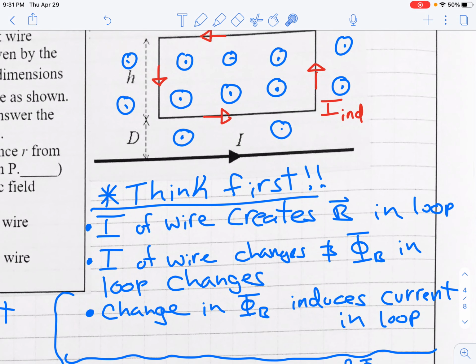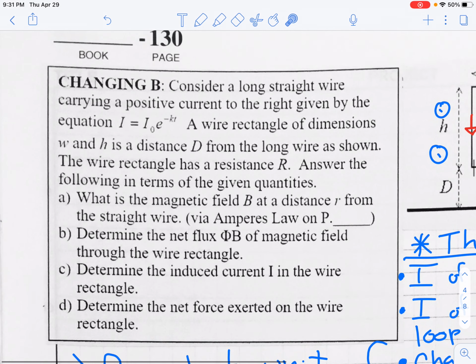Okay, so that's just a conceptual overview. Very good idea to do that in these kind of problems before you get caught up in any of the details. Just understand what's going on. Now, what do we have to do? We have to determine the magnetic field from Ampere's law, determine the net flux, determine the induced current, and the net force.